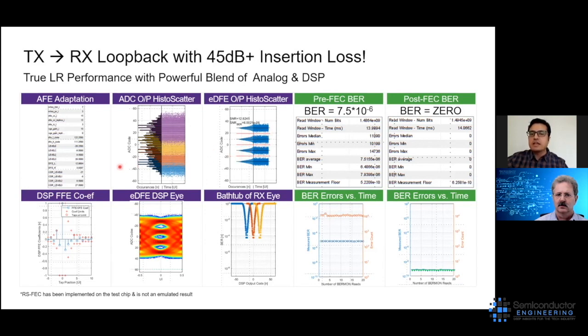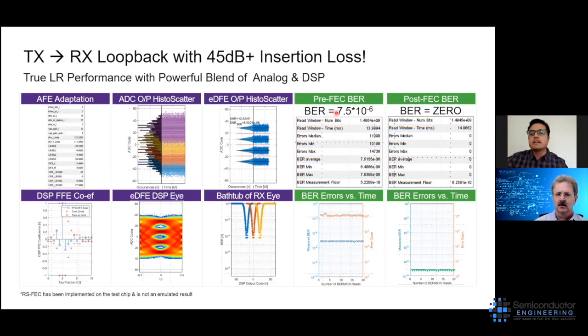So this adaptation can be completed because we have firmware loops and the raw PCS algorithm to ensure fine equalization balance between analog and digital. And this is the ultimate result of all this. With the 45 dB of channel loss in the loopback, you see pre-FEC.